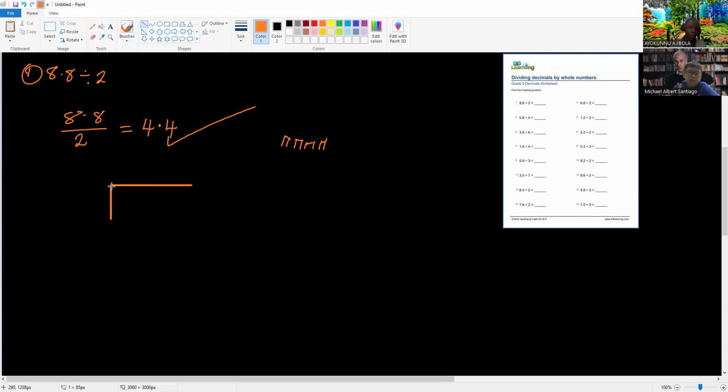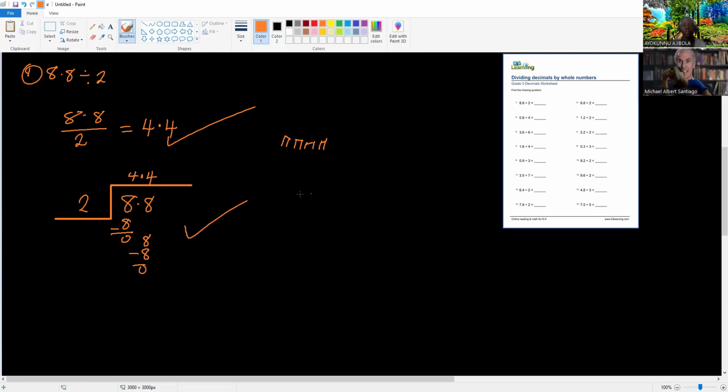Otherwise, you can do it another way. You put your 8.8 into the box, then 2 outside. So 2 divides 8, that's 4. What is 4 times 2? 8. Then you have 0, and bring down the next one, which is 8. 2 here, that's another 4. 4 times 2 again, 8. Then you have 0, then you introduce your point. Is this clear to you?